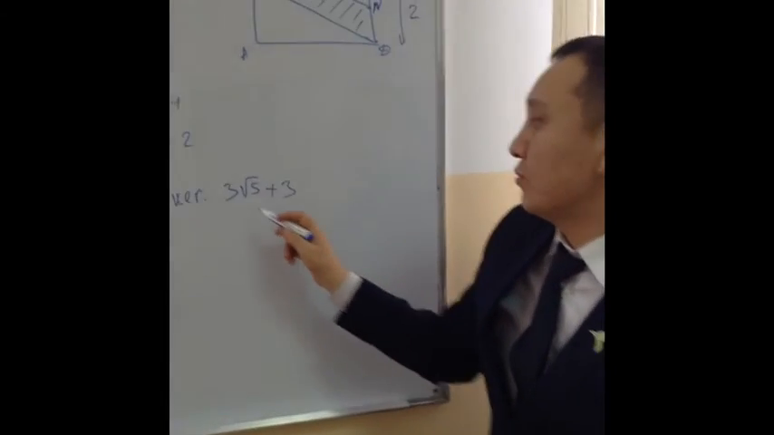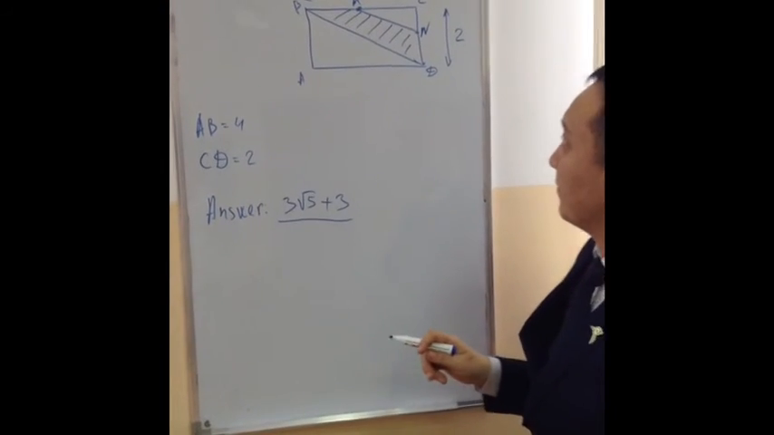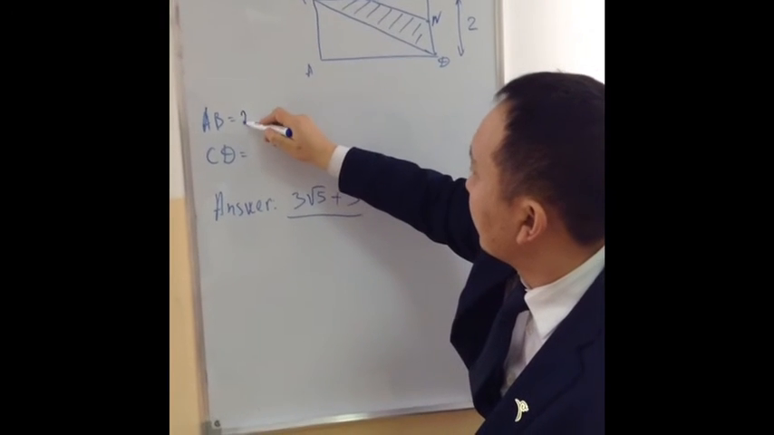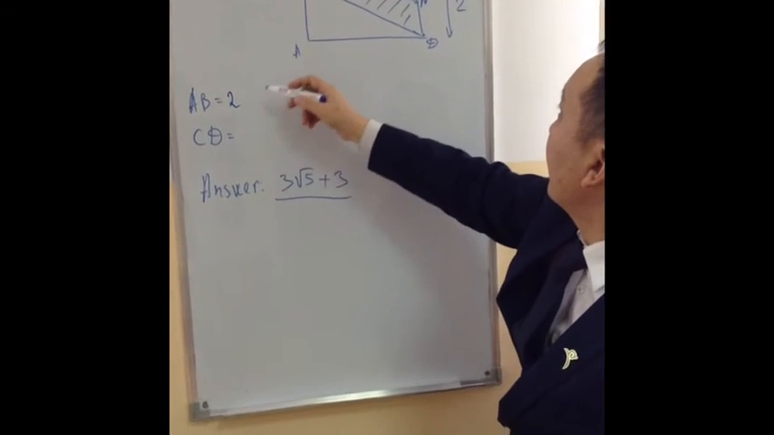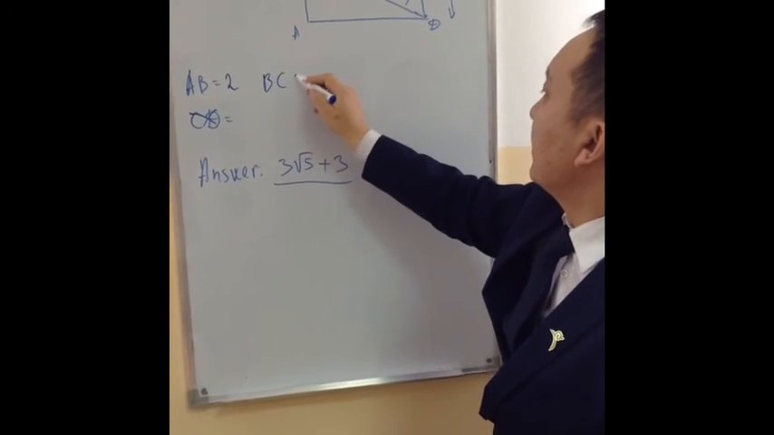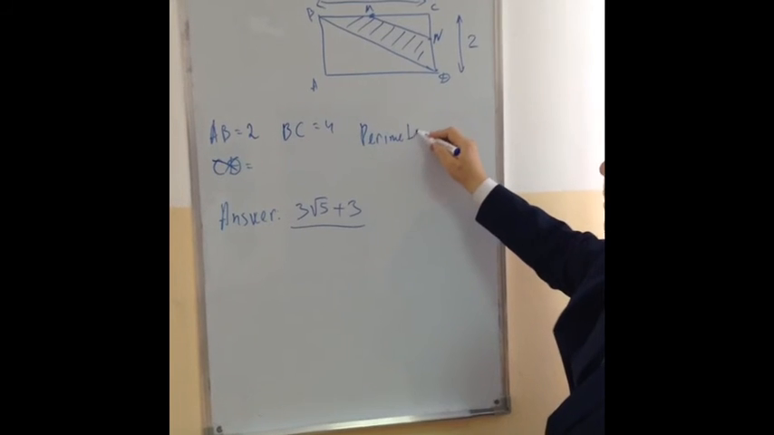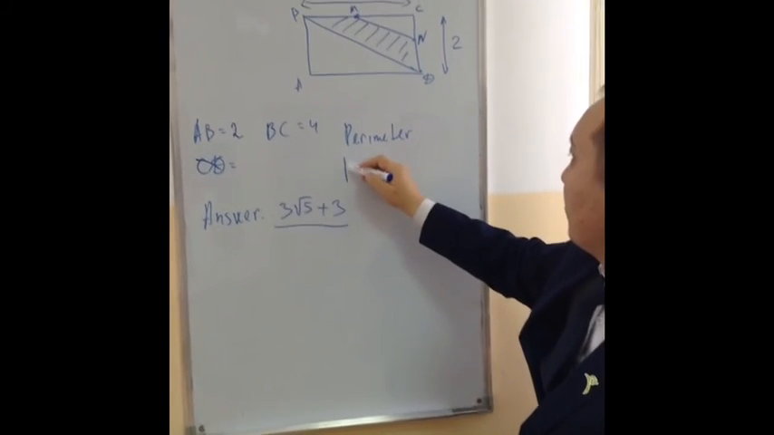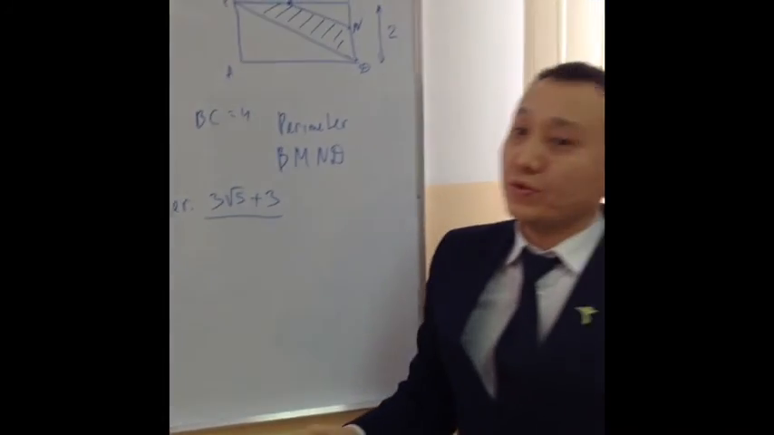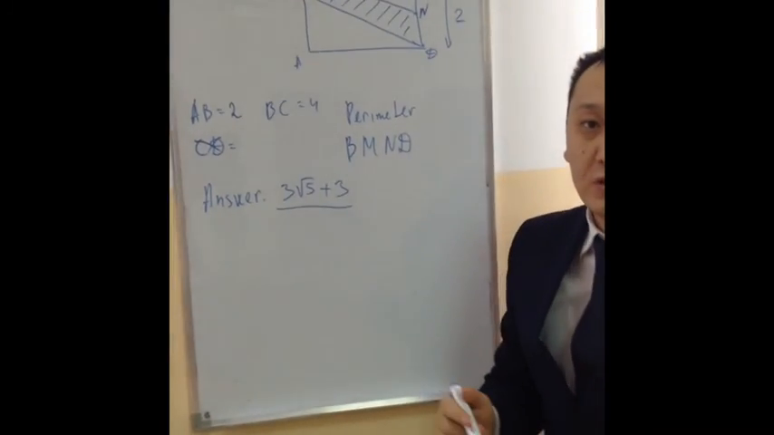And your answer should be like 3 plus square root of 5 plus 3. I mistakenly swapped them accidentally: this side is equal to 2, and BC is equal to 4. You need to find the perimeter of BMND. If you got the right answer, then I want to congratulate you that you have already learned something.